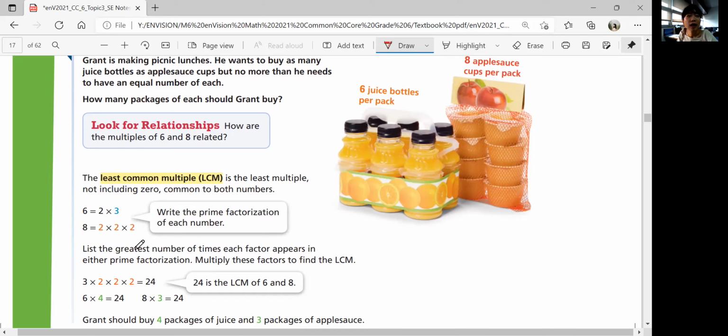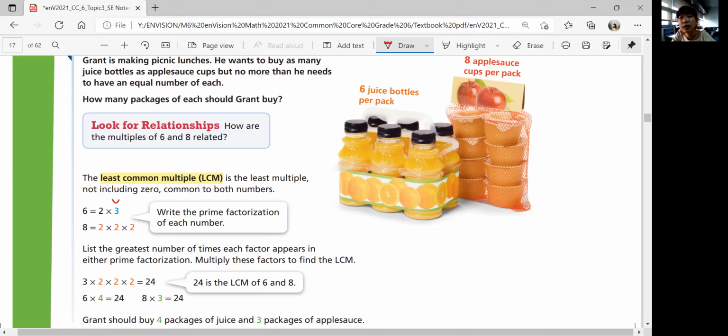You're going to look at how many times each number is multiplied. So every different base, every different prime factor you see, you're going to multiply them out. Does that make sense? So here, 2: how many 2s are multiplied in 6? Once. In 8, 3 times. So 3 times is greater than 1 time, right? So you're going to multiply 2 three times.